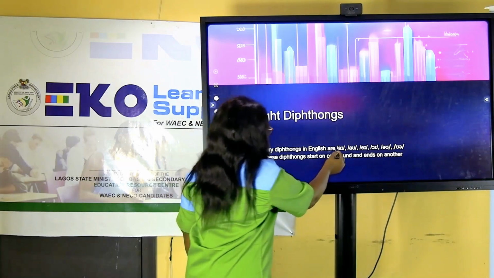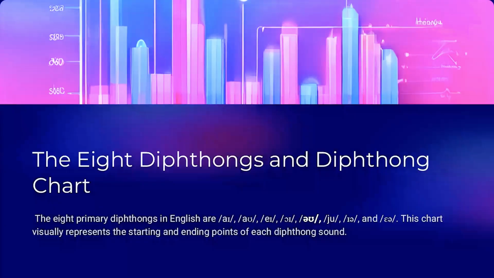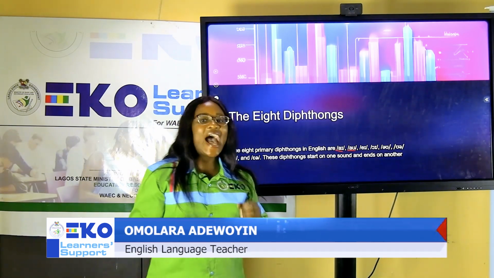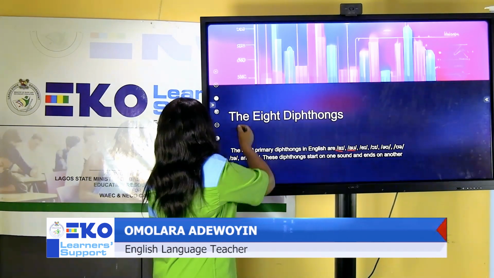The first one, /aɪ/. The second, /aʊ/. The third, /eɪ/. The fourth, /ɔɪ/. The fifth, /əʊ/. The sixth, /ɪə/. The seventh, /eə/. And the eighth, /ʊə/. These diphthongs start on one sound and end on another.